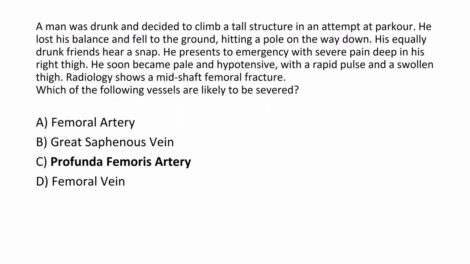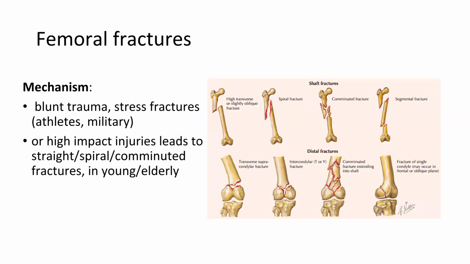Again, this is inadvertently learning your anatomy. Femoral fractures, we know, are very common in drunk people falling from great heights because they're blunt trauma, often stress fractures, high impact injuries that lead to straight, spiral or comminuted fractures in the young. They're particularly prevalent in the young and the elderly, but you see a lot less neck of femur fractures in someone who's going out and getting drunk and jumping off a tall structure because they normally affect older gentlemen or ladies with osteoporosis.